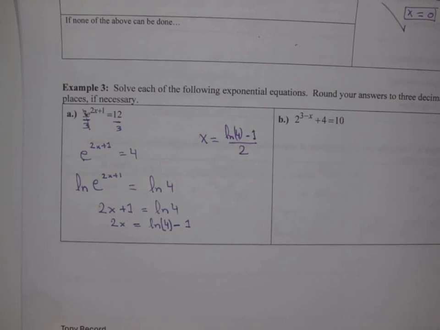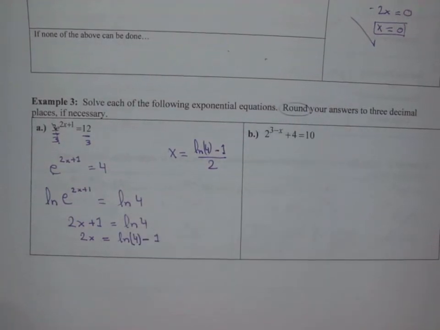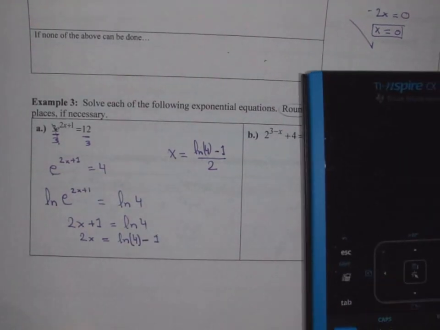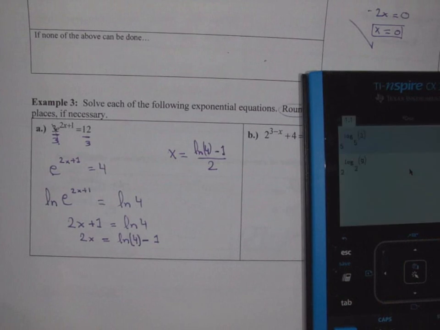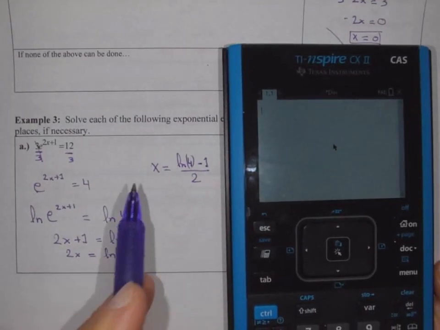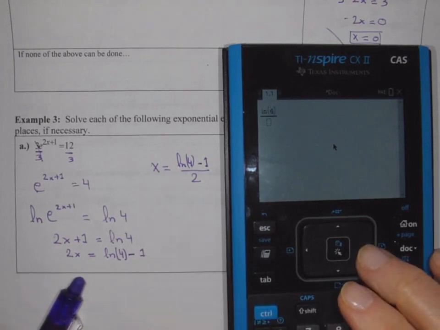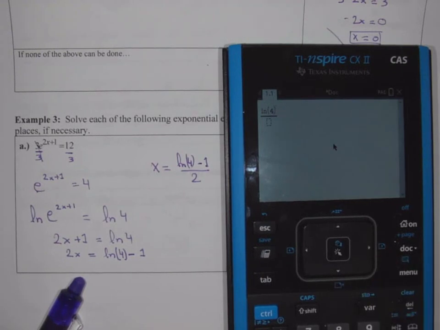Okay, I was reading my directions here. So we're going to round our answer, so that means I'm going to put that in my calculator. If I put this in my calculator, I need a fraction to start with. Then I have a natural log of 4. Make sure you get out of the argument, right? And then minus 1, and then divide all of that by 2.